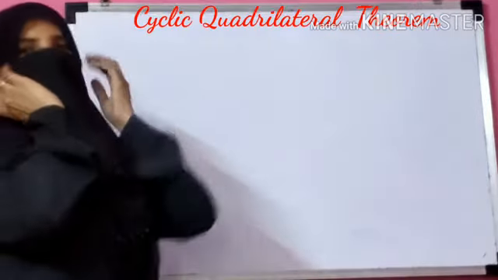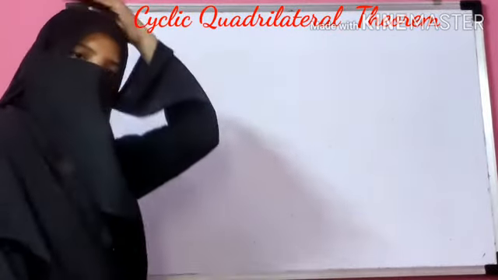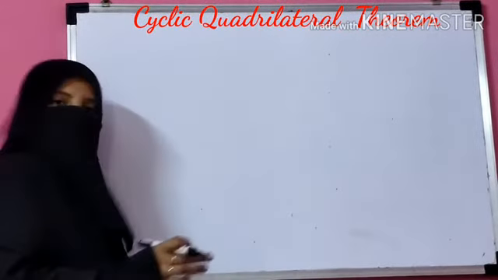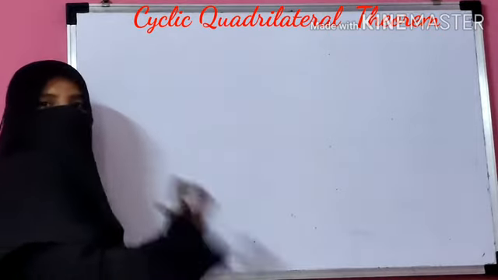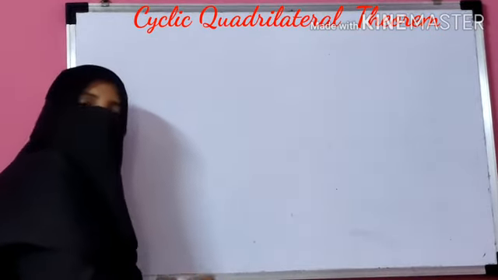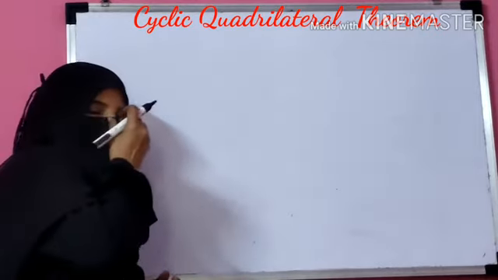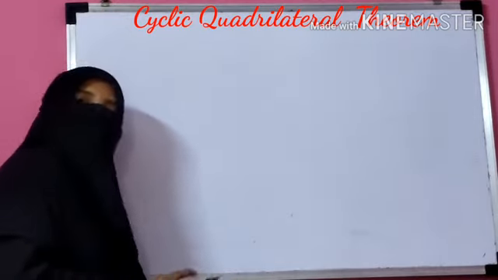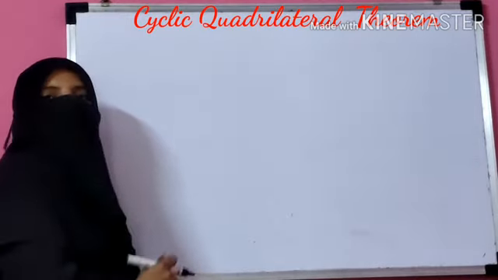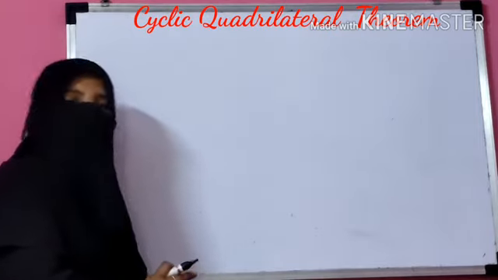Next and very important theorem is cyclic quadrilateral theorem. Cyclic quadrilateral theorem is given in the textbook in the form of an activity. I will explain here the whole cyclic quadrilateral theorem, just to fill the activity. The statement is: opposite angles of a cyclic quadrilateral are supplementary. Supplementary, that means their addition is 180.